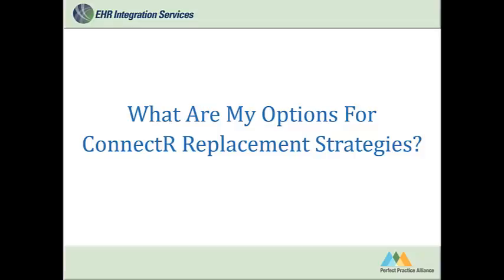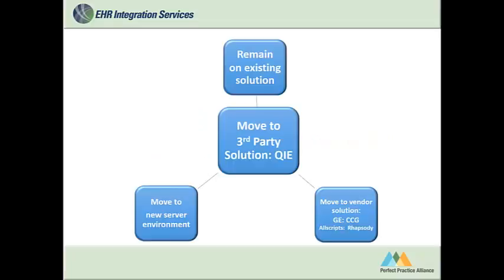You'll see here that it's really all about your choice, and we're going to go into the details of each of these: remaining where you are, moving to a brand new server environment but retaining your ConnectR software, or moving specifically to a vendor recommended solution. Many of you on the call are here for GE or Allscripts, or both for that matter, and you know that GE is recommending CCG, the Cloverleaf application, and Allscripts is recommending the Rhapsody application. Or another possible solution is to move to a different third party in general. So let's step through each one of these options as we go.